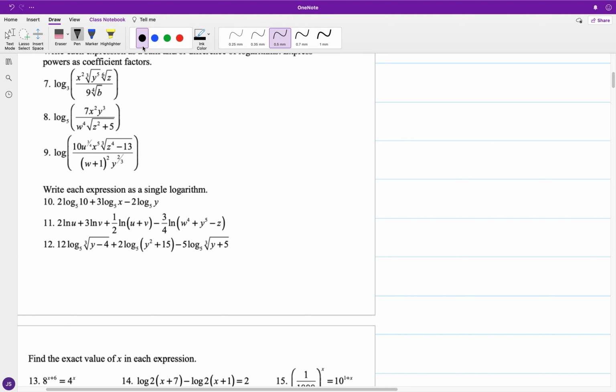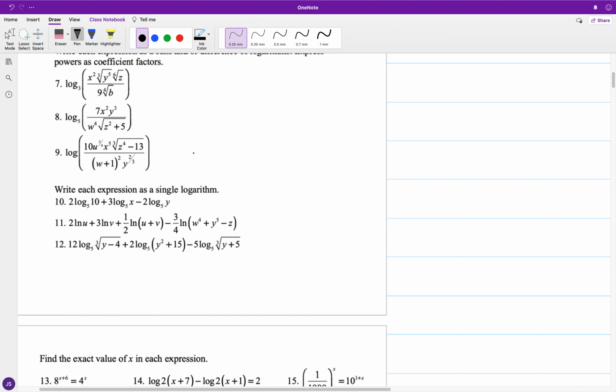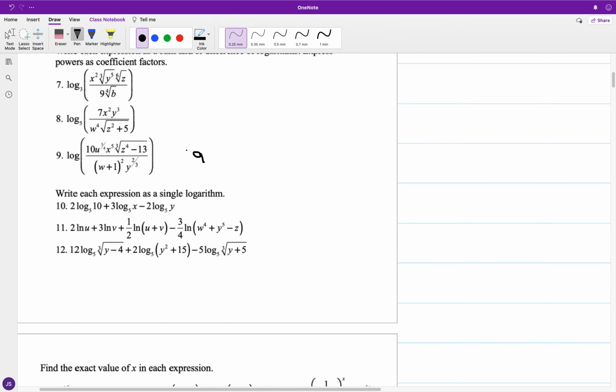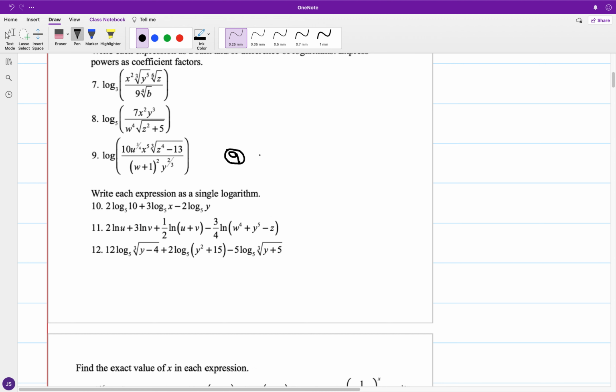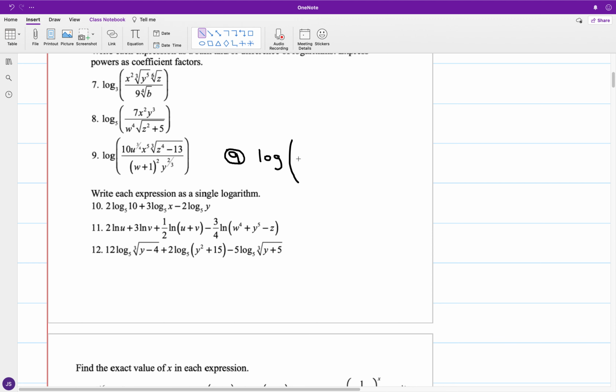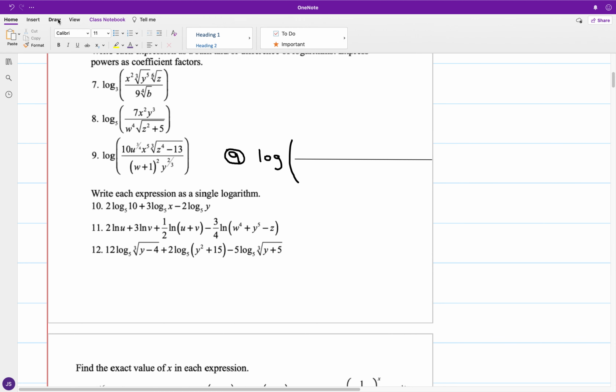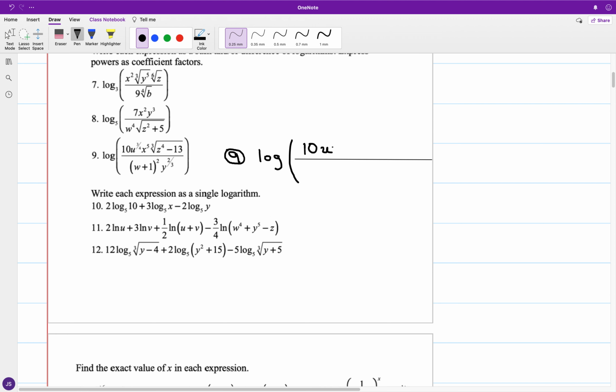If you notice, we don't have a specified base, and anytime you have log, you're going to read this as a base 10 logarithm. For the setup, if I rewrite what I have in the attachment, taking what we have with the radicals and expressing them in terms of non-integer exponents, we have log of the quantity 10 times u to the 3/4, and we have times x to the 5th.